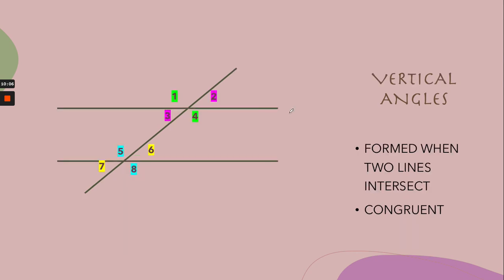Last type of angle is vertical angles. These are formed when two lines intersect and they're opposite of each other. So for example, 1 and 4 are vertical angles, 2 and 3, 5 and 8, 6 and 7. What you need to know about these is that they are congruent. So if angle 1 was 120 degrees, 4 is 120 degrees. If angle 6 was 60 degrees, then angle 7 is 60 degrees.